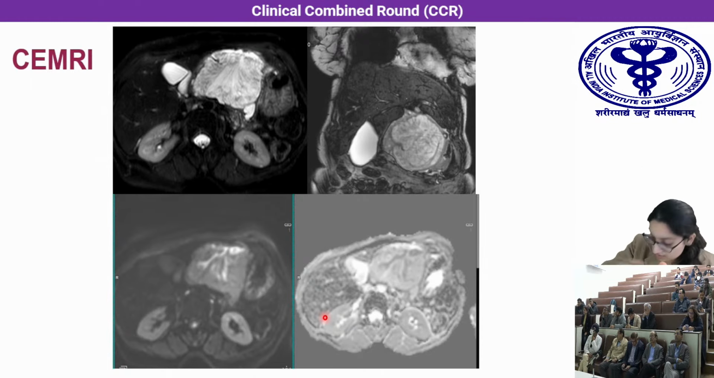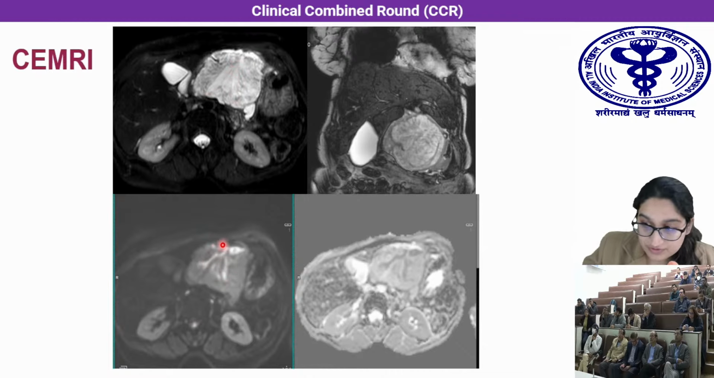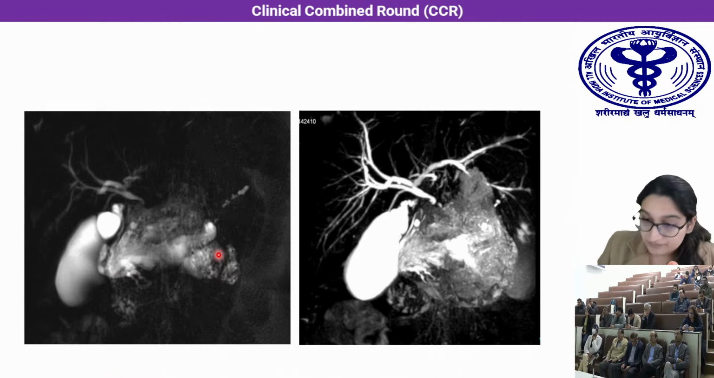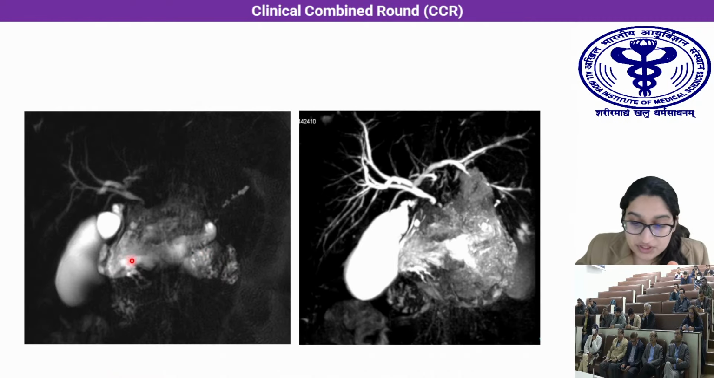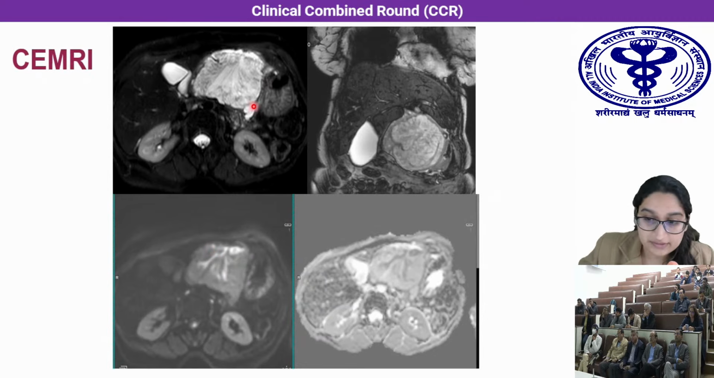Good afternoon, everyone. A CE MRI was done for this patient. On the T2 weighted images, we can see a large 9 by 7 by 9 centimeter heterogeneously T2 hyperintense lesion, showing hypointense septae within. These septations were showing areas of diffusion restriction. On the MRCP images, we can see that this lesion was communicating with a dilated MPD, which is also seen on the previous scan here.